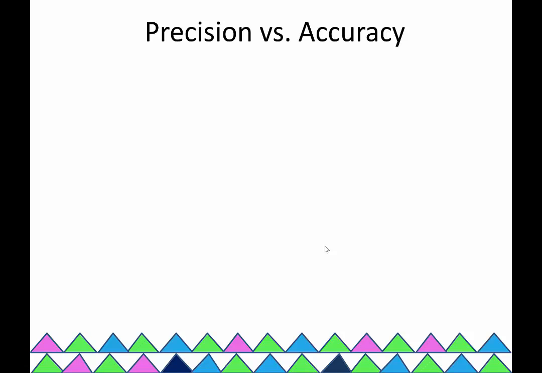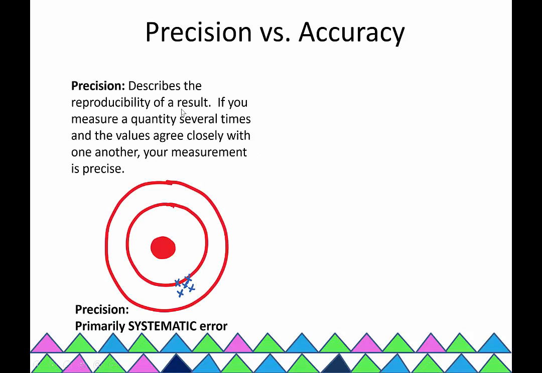Next, we're going to introduce this concept of precision versus accuracy. Precision describes the reproducibility of a result. If you measure a quantity several times and the values agree closely with one another, then your measurement is precise. So here we have some target practice. All of these arrows hit the target really close to the same spot. So a player playing darts like this is a very precise player.